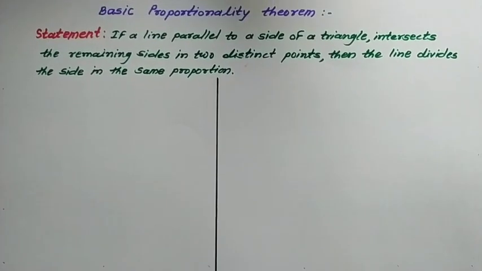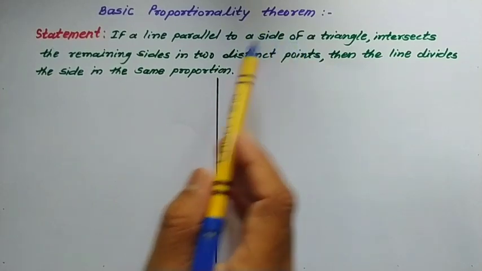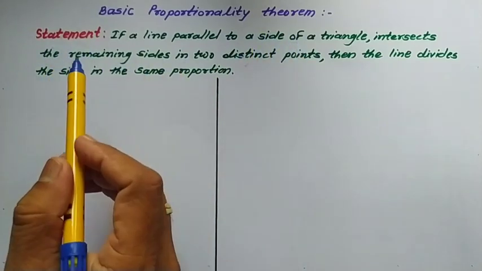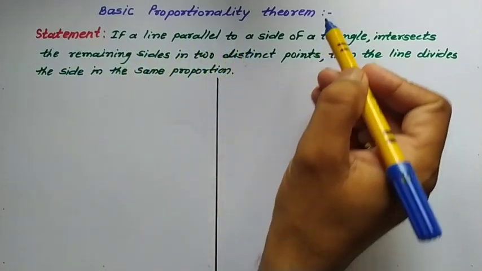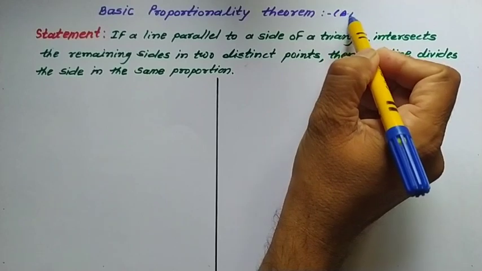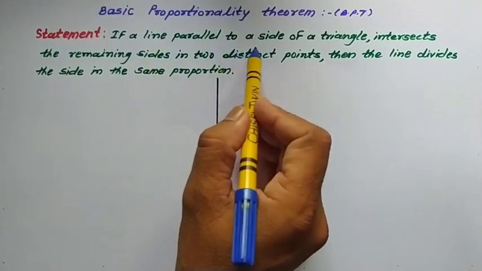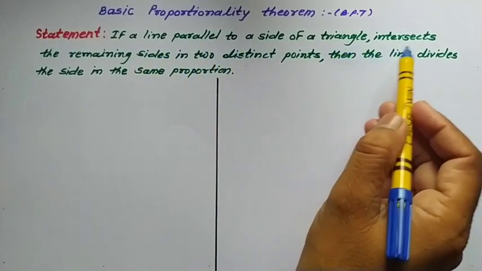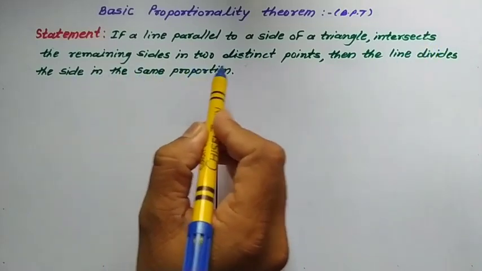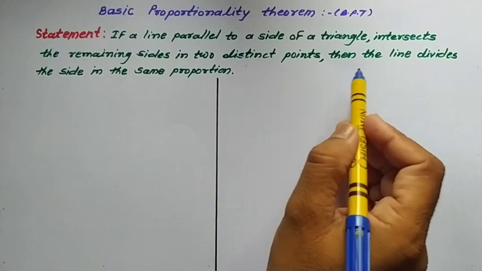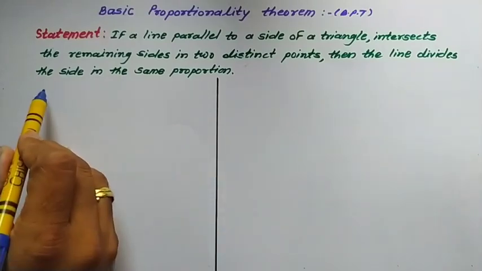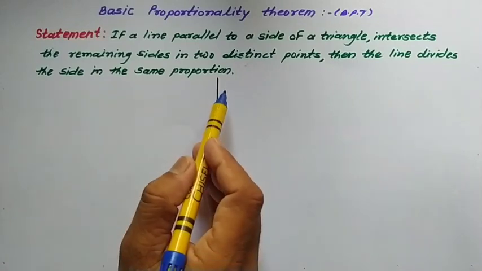Hi friends, today we are going to learn about Maths Part 2, Unit number 1, Similarity, an important theorem, the Basic Proportionality Theorem, in short BPT. Here is the statement: if a line parallel to a side of a triangle intersects the remaining sides in two distinct points, then the line divides these sides in the same proportion.